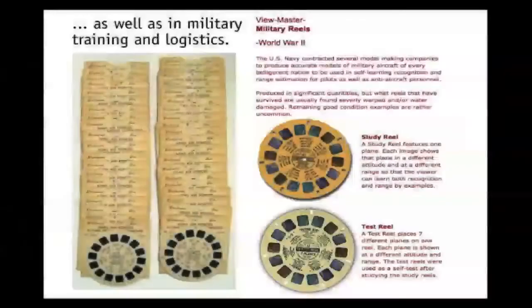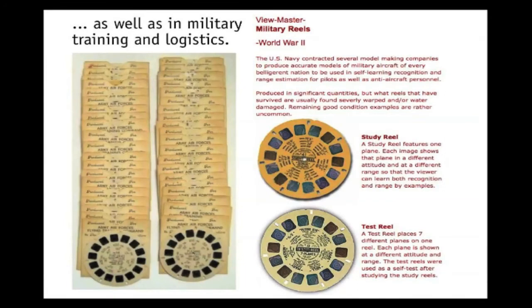So a huge number of training reels were created, and some of them were about identifying enemy ships, even one's own ships or airplanes. And there were also reels that tried to help fighter planes or machine gunners on bomber planes learn to estimate the distance to the moving target.